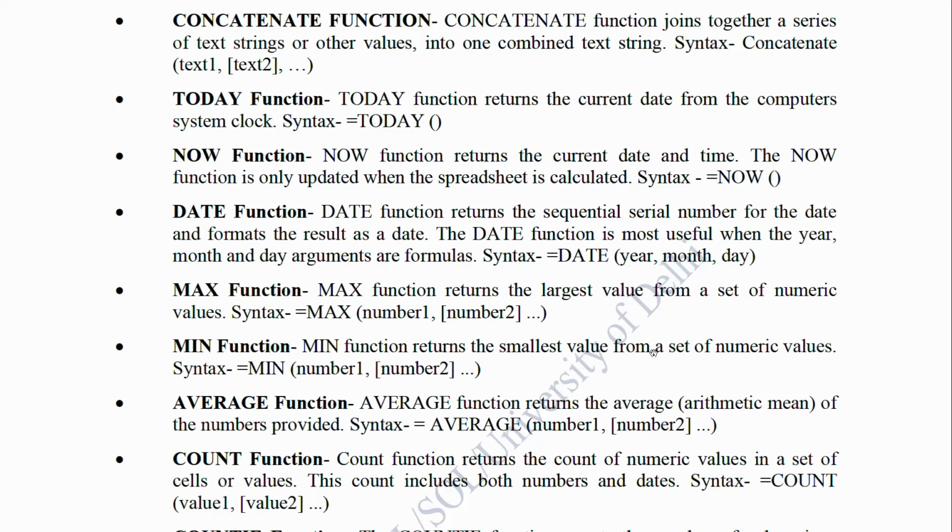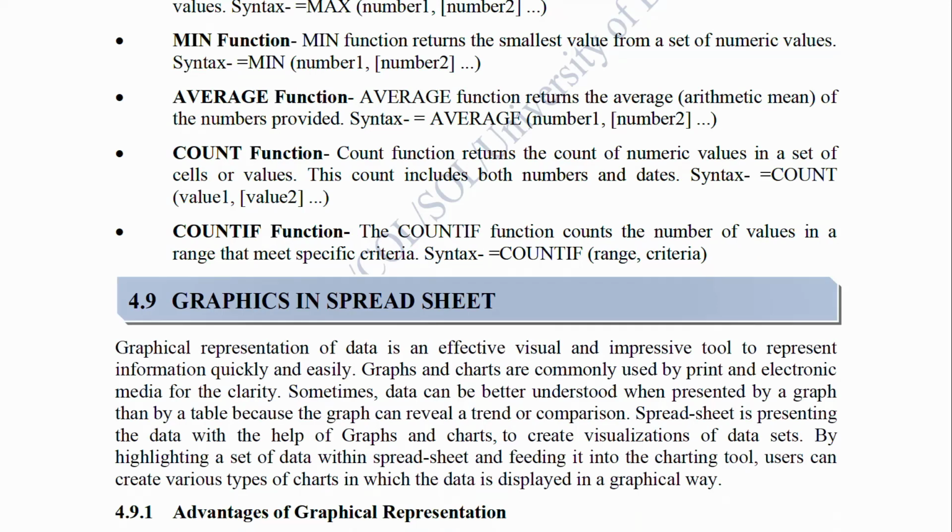Next is the average function. The average function returns the average, the arithmetic mean, of the numbers provided. Syntax is equals to average(number1, number2 and so on). Next is the count function. The count function returns the count of numeric values in a set of cells or values. This count includes both numbers and dates. Syntax is equals to count(value1, value2 and so on).